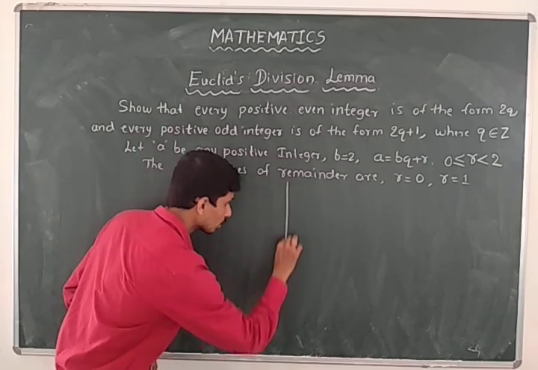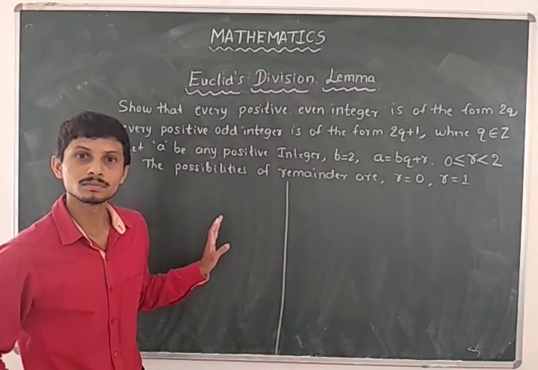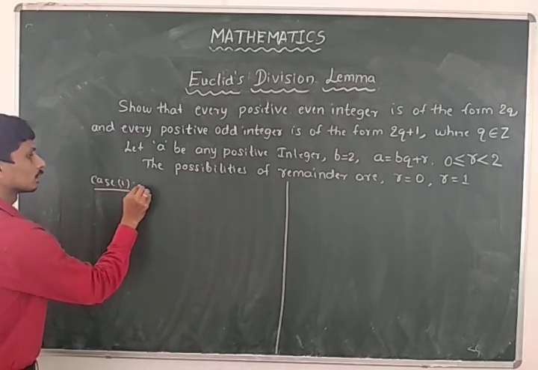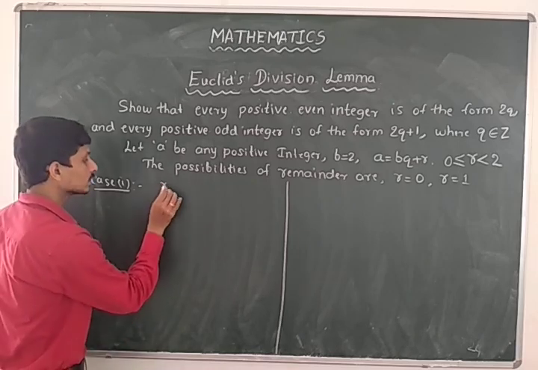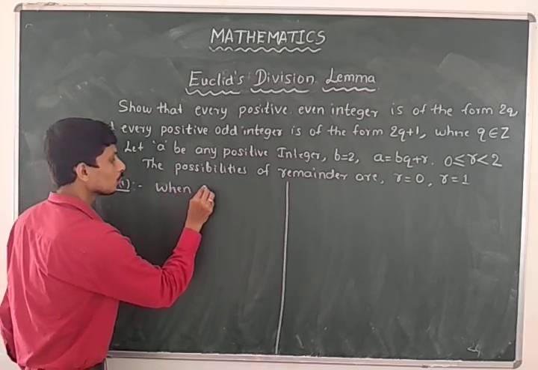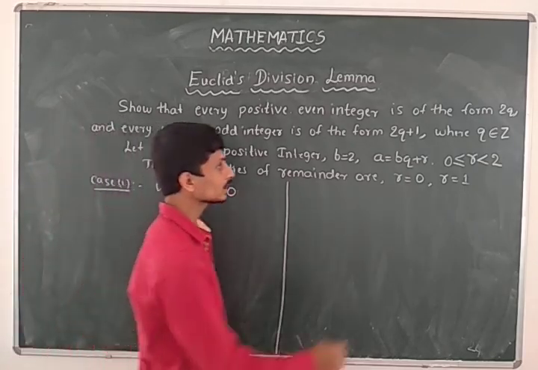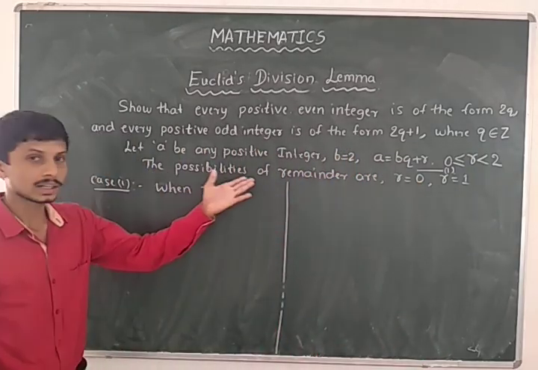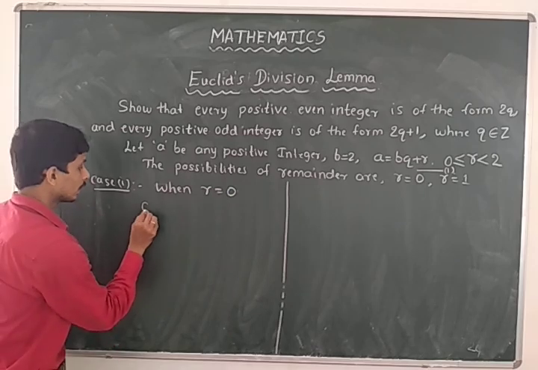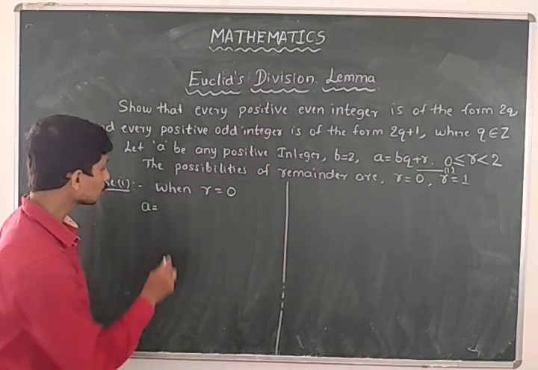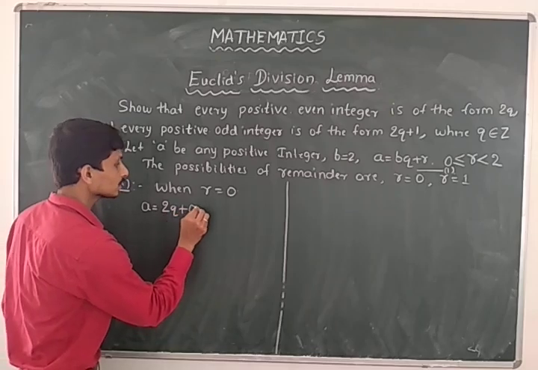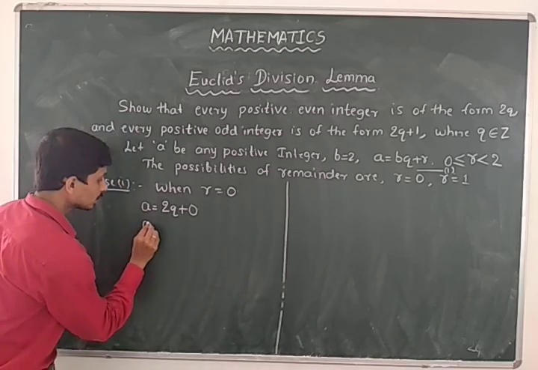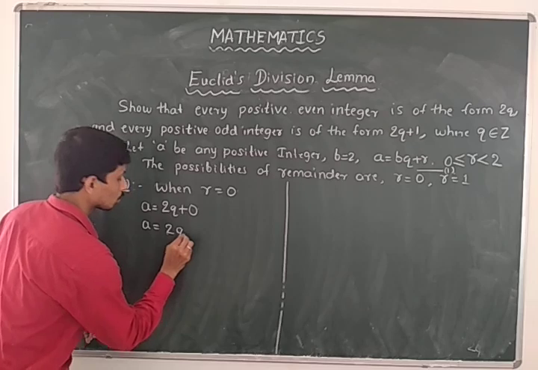So I have to partition this blackboard. Firstly I will consider case 1, that is remainder r is equal to 0. When r is equal to 0, what happens to equation 1? I will consider this as equation number 1, a is equal to bq plus r. So what happens to equation 1? a is equal to 2q plus 0 because b is equal to 2. Yes, so a is equal to 2q.